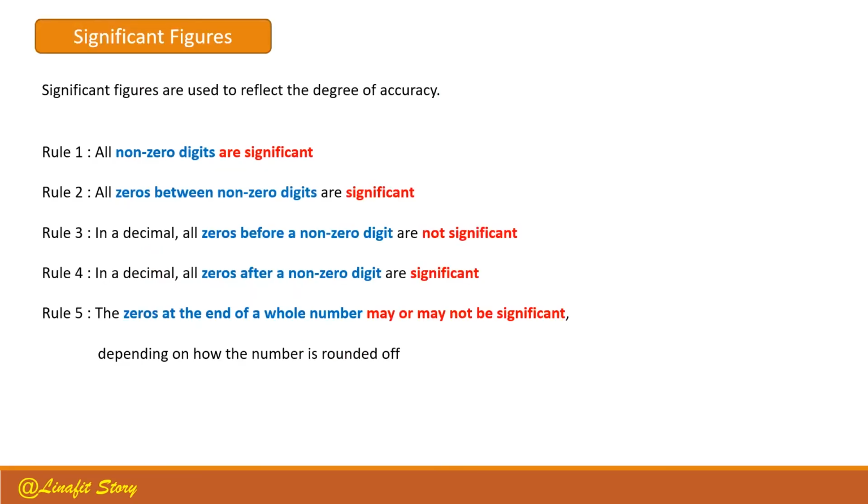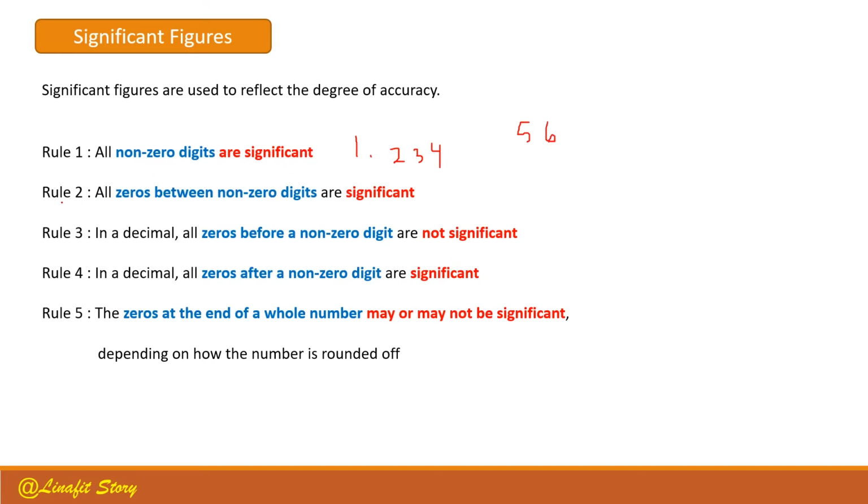Next, let's move on to the significant figures. Significant figures are used to reflect the degree of accuracy. There are 5 rules. Rule 1. All non-zero digits are significant. For example, 1.234. It has 4 significant figures. 1, 2, 3, 4. How about 56? It has 2 significant figures. Remember, all non-zero digits are significant.